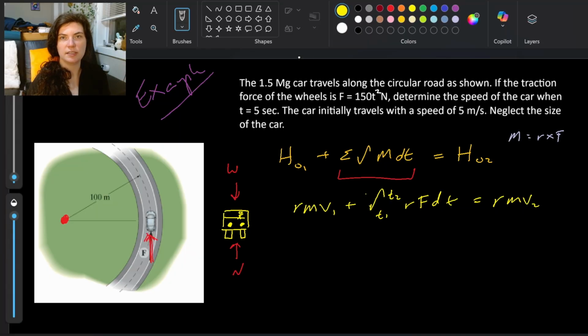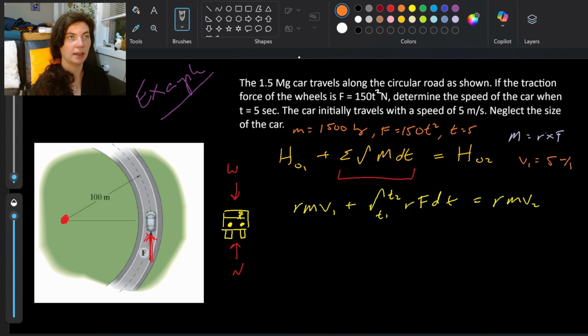Then I'm going to go ahead and start plugging some things in, see how far I can get with the information that I have. Usually I write it out first. I don't know why in both of these problems I haven't even thought to write it out till we get here, but I've got a mass of 1.5 megagrams, which a megagram is 1,000 kilograms. So 1,500 kilograms. F, they told us, is 150 t squared. We want to find the speed of the car in 5 seconds. And the initial speed, v1, is 5 meters per second.